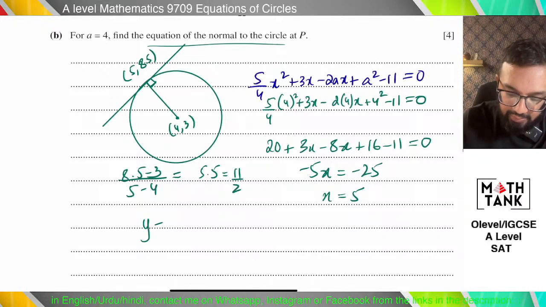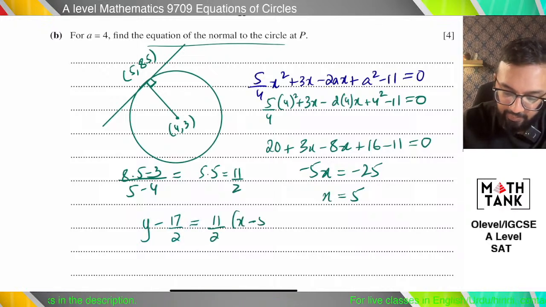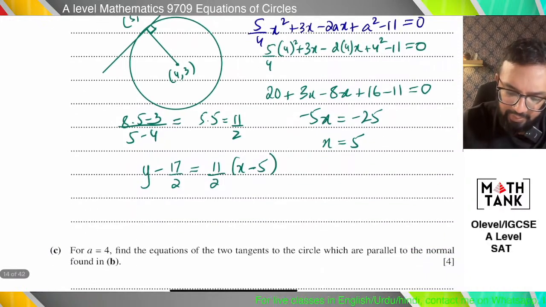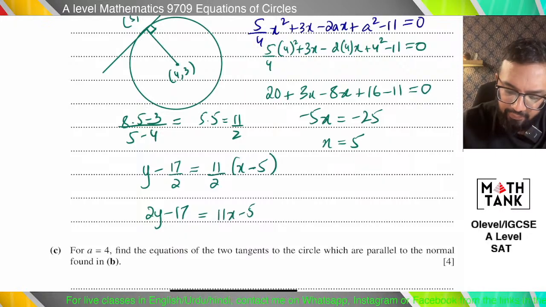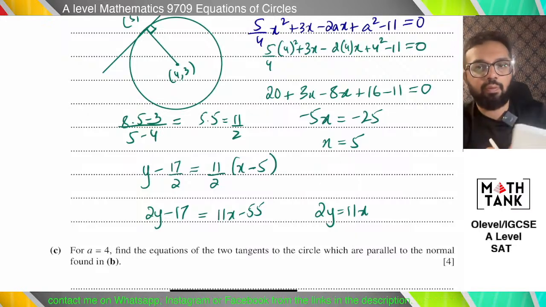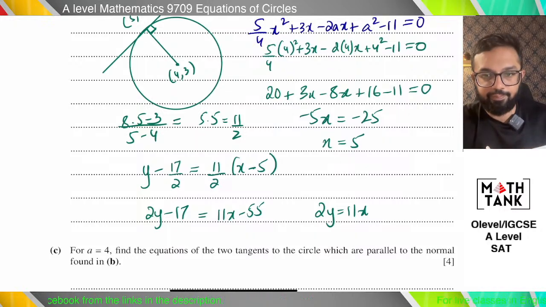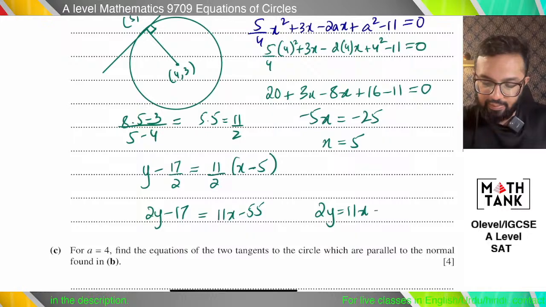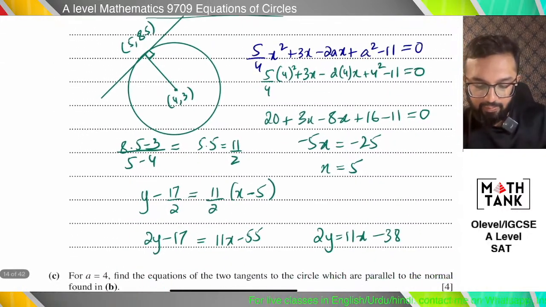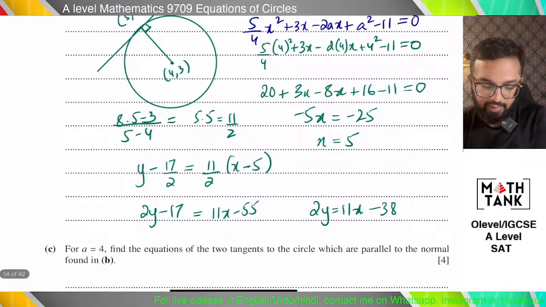So y minus y1, 17 over 2, which is 8.5, m x minus x1. Cross multiplying this by 2, so I get 2y minus 17 equals 11x minus 55. So 2y equals 11x minus 55 plus 17, which gives me minus 38. So that is the equation of the normal. The normal is perpendicular to the tangent.